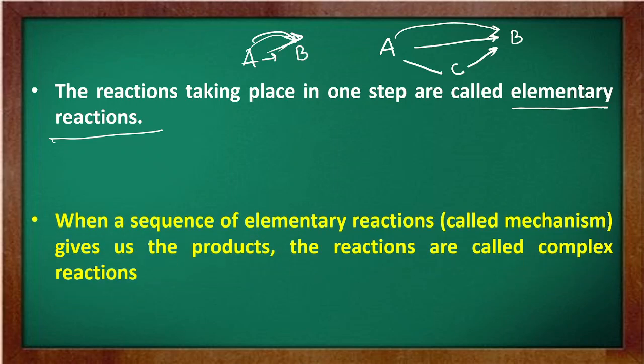Whereas when a sequence of elementary reactions give us the product, the reactions are called complex reactions. It means that before A directly becomes B, A first becomes C and then B is formed, so it adopted a different pathway to become B. That type of reaction is known as a complex reaction. These complex reactions are also known as mechanistic reactions because they have a certain mechanism.